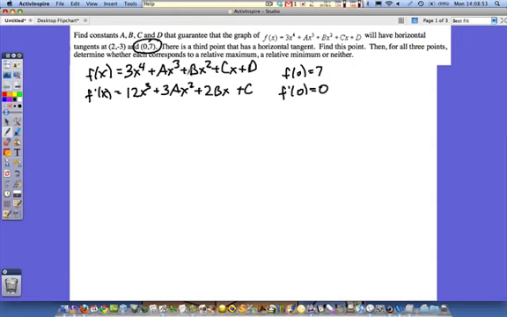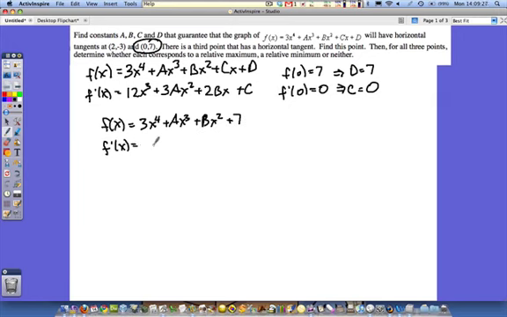Well, if f of 0 equals 7, plug in 0 and 0 and 0 and 0, and the only thing left is d. So that implies that d is equal to 7. Same analysis on the derivative function implies that c is equal to 0. So we've actually simplified our function a bit. Now f of x is equal to 3x to the fourth plus ax cubed plus bx squared, the c is 0 so it goes away, plus 7. And f prime of x is equal to 12x cubed plus 3ax squared plus 2bx, and c is 0, so that's a 0.